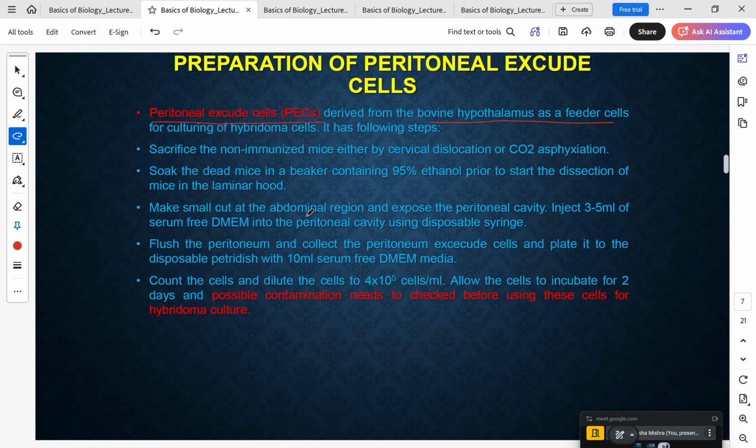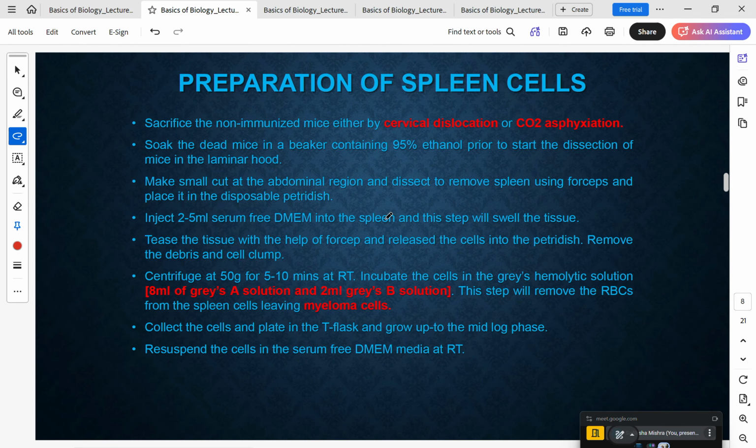So this comes from the abdominal region. You expose the peritoneal cavity, inject DMEM into it, and if you flush the peritoneum with DMEM, the cells that come out become the peritoneal exudate cells. This can then be incubated with the hybridoma cells after a contamination check.